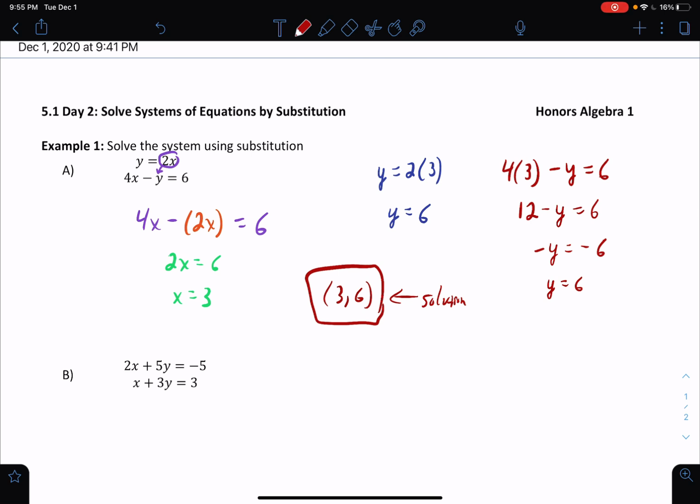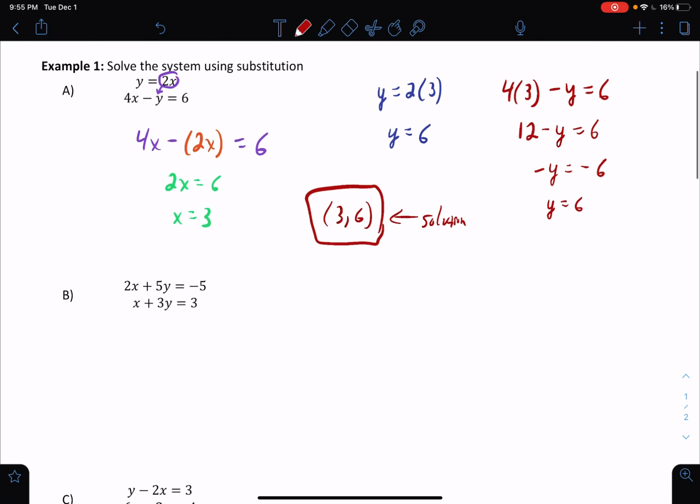All right, what about in B though? In B, I got 2x plus 5y equals negative 5 and x plus 3y equals 3. I don't have a variable by itself ready for me to substitute. But hopefully you notice in the second equation, the x is really close to being by itself. All right, so I'm just going to rewrite the second equation to get the x by itself. And in order to do that, I just need to subtract 3y over to the other side. Now the x is by itself.